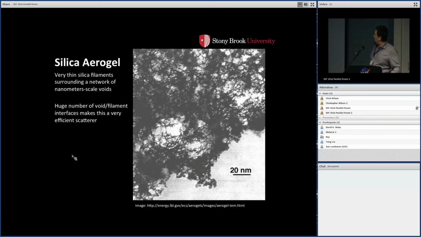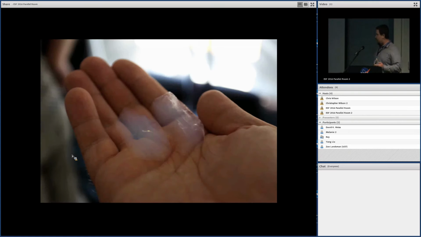This is a TEM image, to give you a sense of scale, of a 2-dimensional projection of an aerogel network. You can see that some of the largest holes in here are about 20 nanometers, and some of the smaller ones are probably down in the 1 to 5 nanometer range. So this is right about the sizes we're talking about.